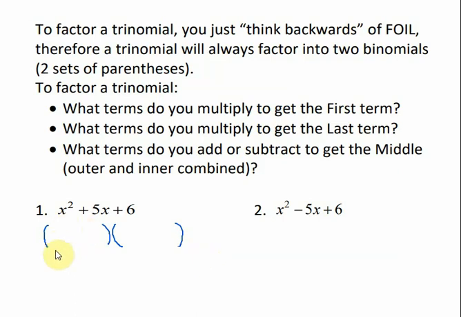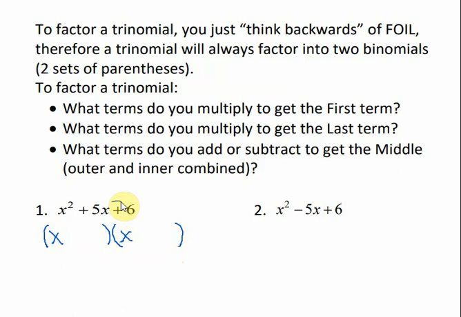So I ask myself, what do I need to multiply together to get this first term? Well, the only thing that I can multiply together to get x squared would be x and x. So that's what I'm going to put in the first 2 spots here in my binomials. Okay, then I'm going to fill in my signs. These are binomials, so I'm going to have a term, a plus or minus, and a term. A term, a plus or minus, and a term. Okay, so I'm going to put my plus and minus signs in.